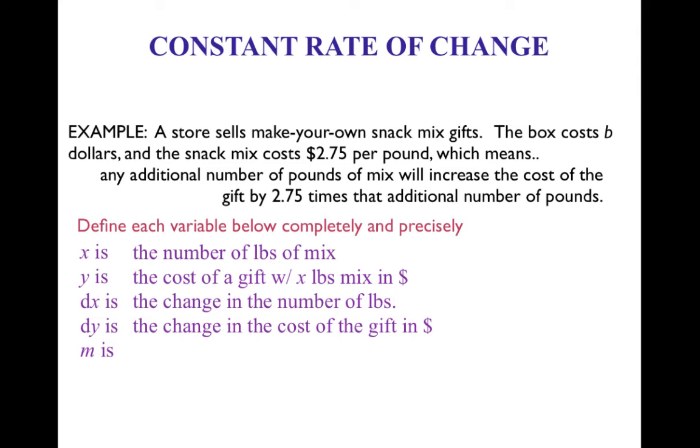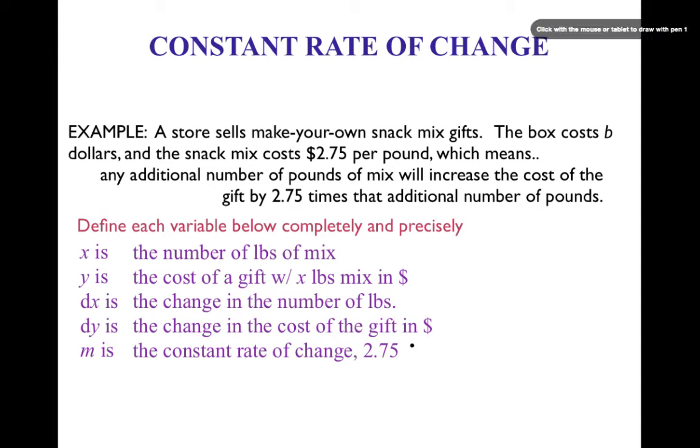Okay, it's right. So it's that 2.75 number, and what do we call that number? Do you know? That's the constant rate of change, and it's 2.75. Now I should have my units on here. So dollars per pound. Okay, $2.75 per pound. That's the constant rate of change.